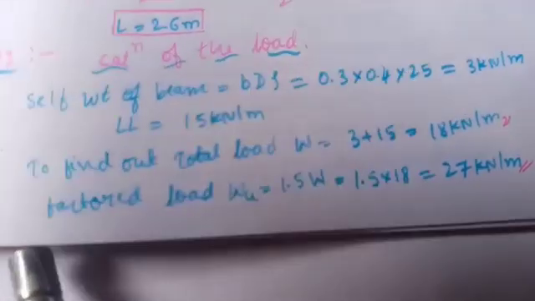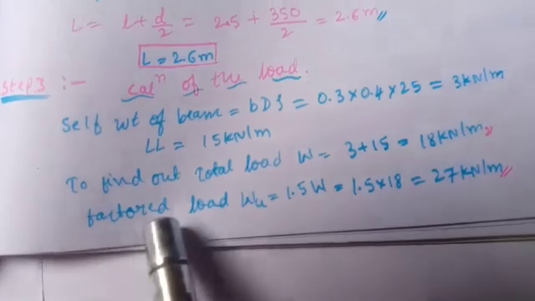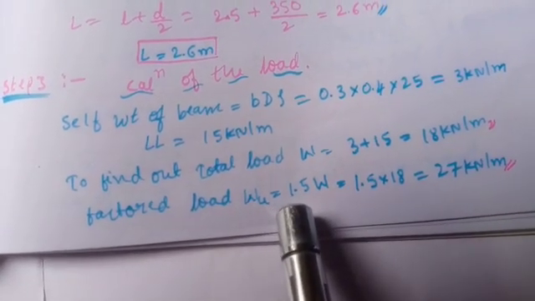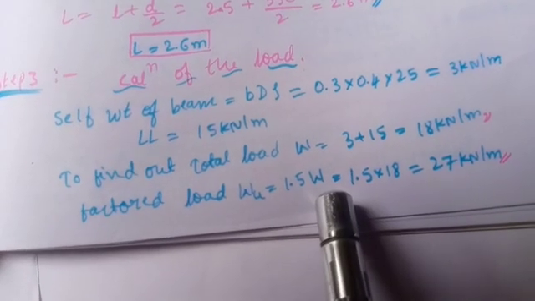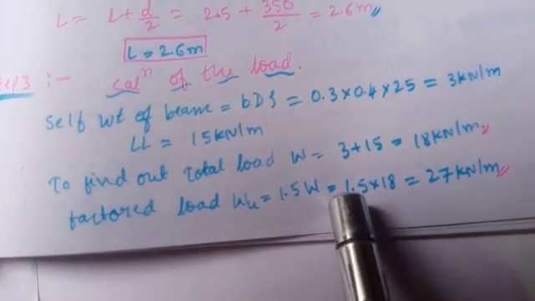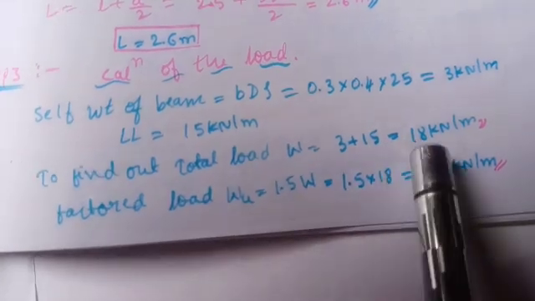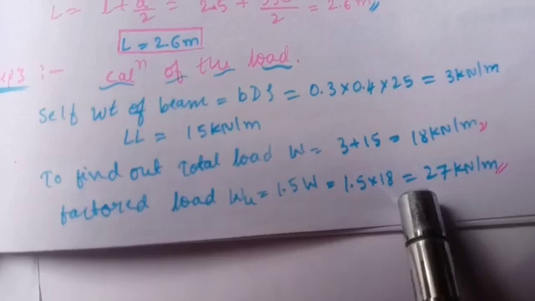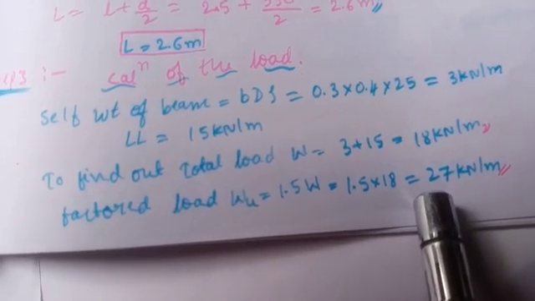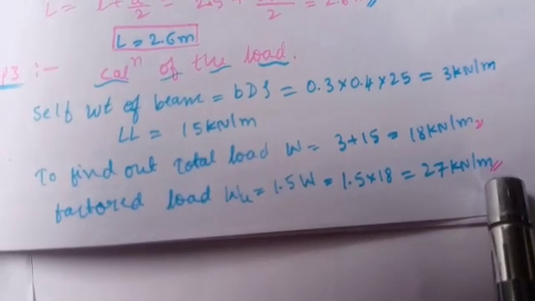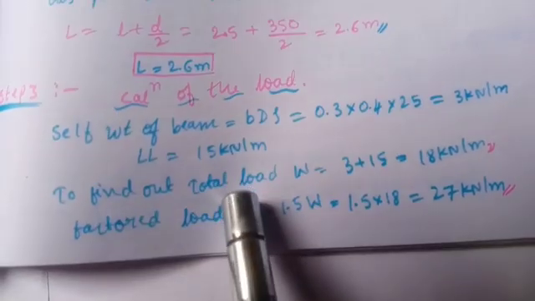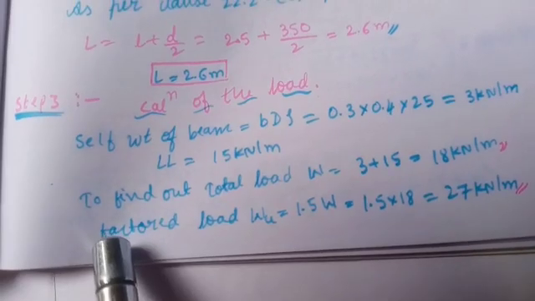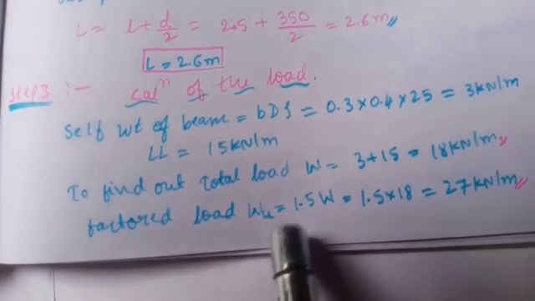So next is the calculation of the factored load, denoted as WU. For that we have the formula 1.5 into W, where W is our total load. So 1.5 into W, which is 18, we got. Substitute all the values. After simplifying, we will get our factored load value as 27 kN per meter. So this is how load calculation is done. Factored load is also called the ultimate load.